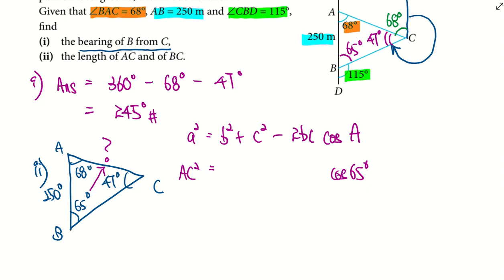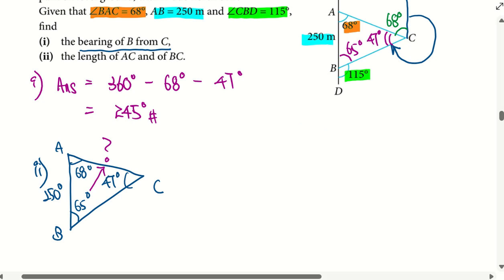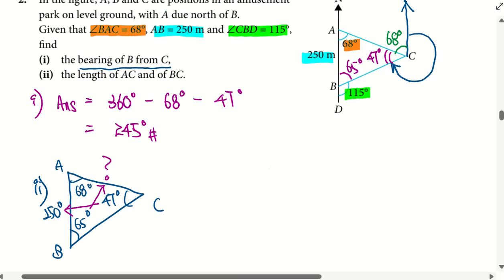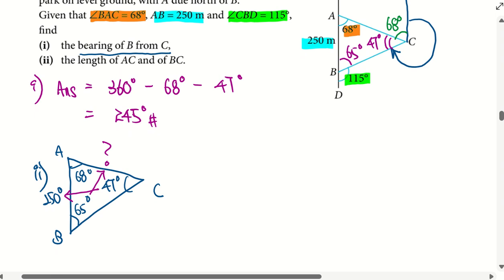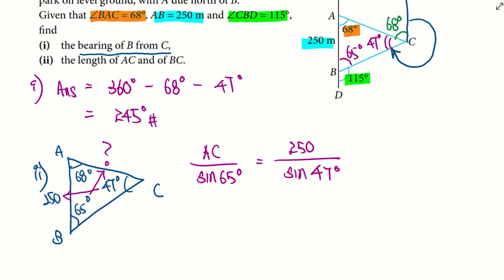But teacher, not possible, of course, because we do not know the other two sides. So this means that the use of cosine rule is wrong. I will have to make use of the sine rule. For us to use the sine rule, you must make sure the pairing is correct. 65 degrees corresponds with the unknown side AC. This means that your 250 meters will correspond with 47 degrees. With some simple manipulation, after applying the sine rule, you'll be able to find the length of AC.